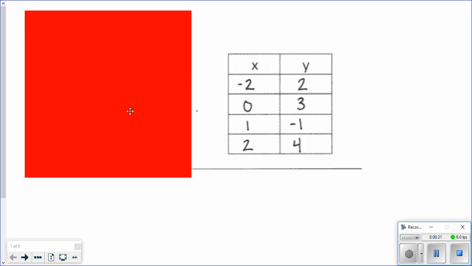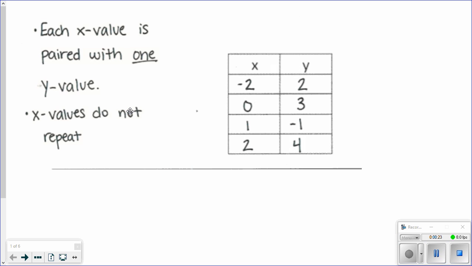To the left of your table, where you have the flap, you are going to write down these 2 bullet points. Each x value, also called an input, is paired with one y value, which is an output. And notice your x values, which are your inputs, do not repeat.